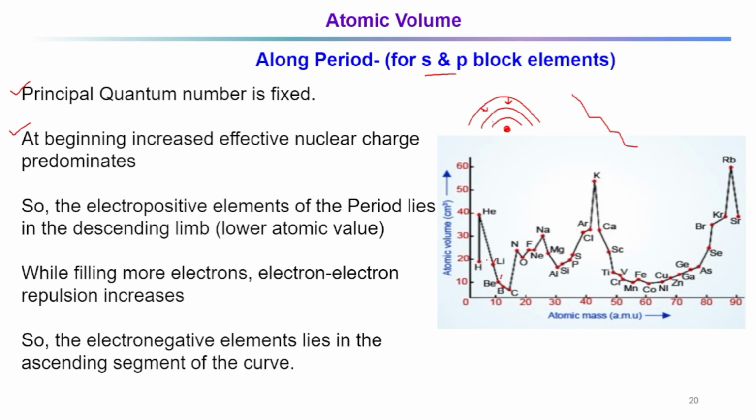So these limbs in this graph are called the descending limbs. You can see here. These are the descending limbs. The electropositive elements lie in the descending limbs.